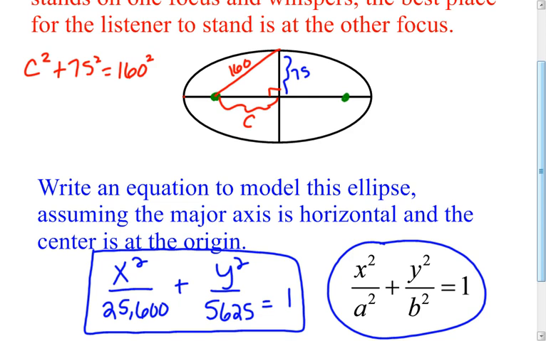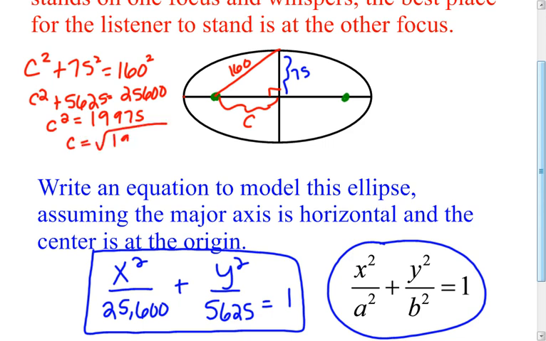Notice it's not set equal to c squared. Your hypotenuse has to be the c value. So in this case, your hypotenuse is 160. Okay? So when you set that up then, of course, you have c squared plus 5625 equals 25,600. And so then c squared is 19,975 when you subtract. So c is the square root of 19,975. And that's a really big number.